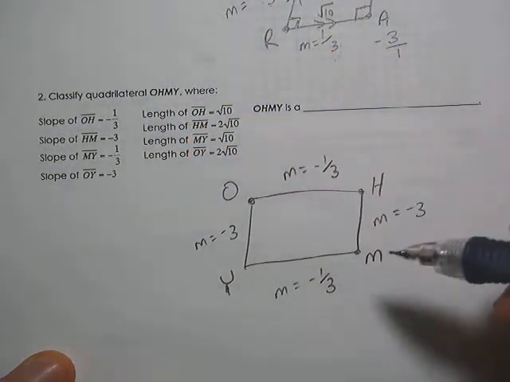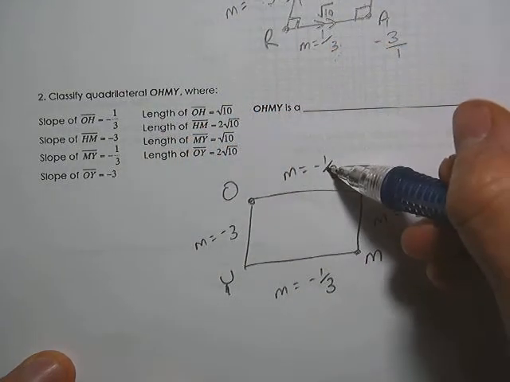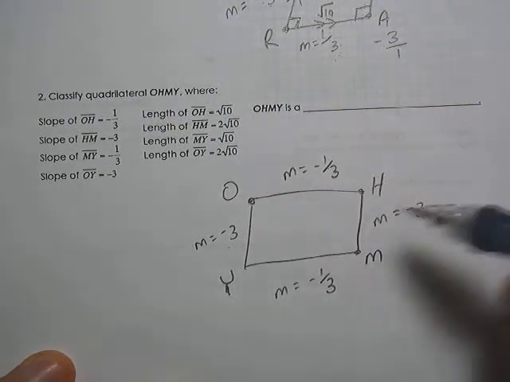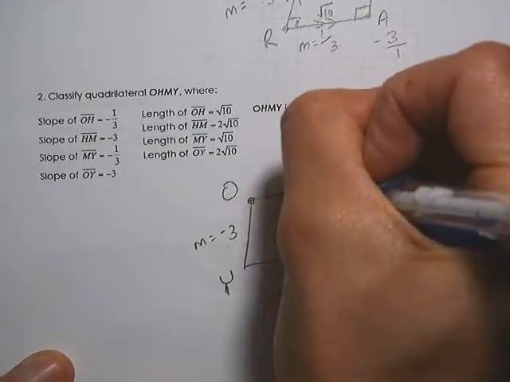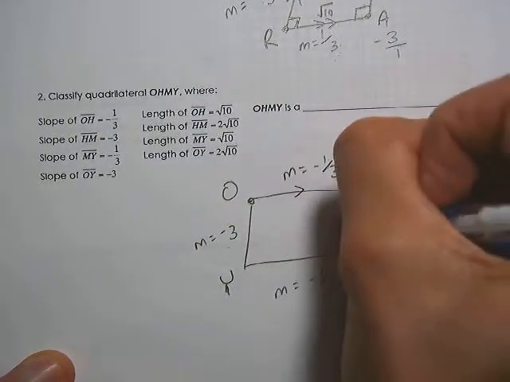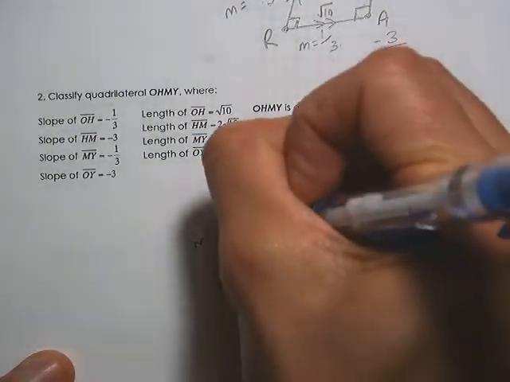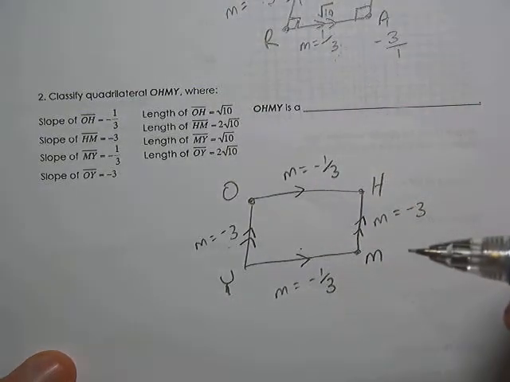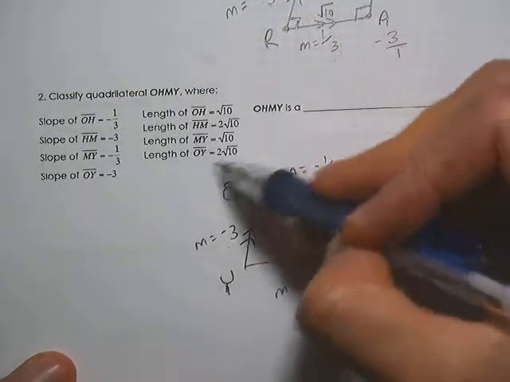Okay, so I'm going to start by looking at my slopes. First of all, it's easy to see, are these parallel? So are my opposite slopes the same? And yes, so I know I have at least a parallelogram. So I'm going to label it so that I know that my opposite sides are parallel. But then I've got to see if it's more specific. So now I start looking at the length.